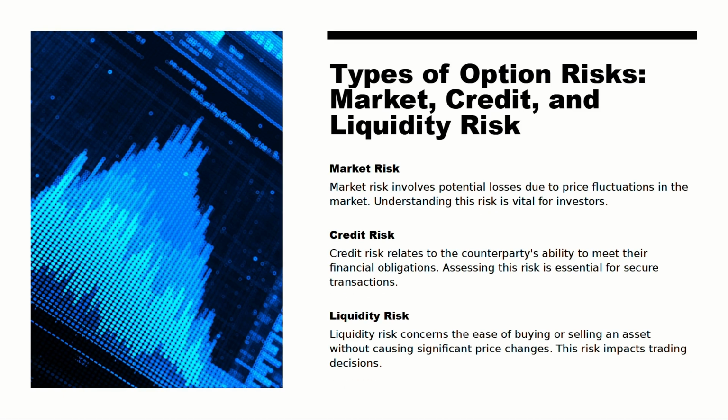Types of option risks: market, credit, and liquidity risk. Market risk involves potential losses due to price fluctuations in the market. Understanding this risk is vital for investors. Credit risk relates to the counterparty's ability to meet their financial obligations. Assessing this risk is essential for secure transactions. Liquidity risk concerns the ease of buying or selling an asset without causing significant price changes. This risk impacts trading decisions.